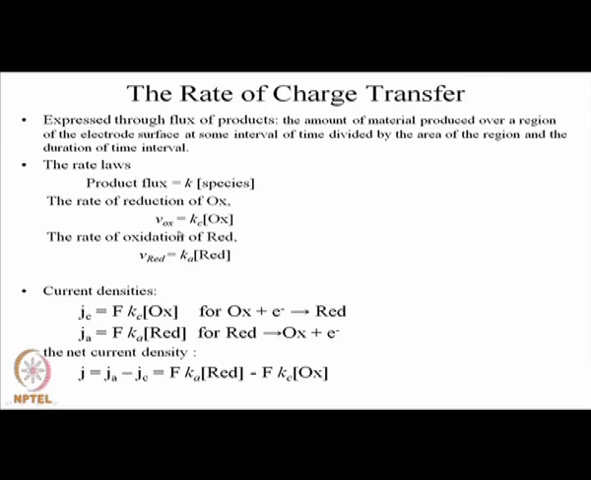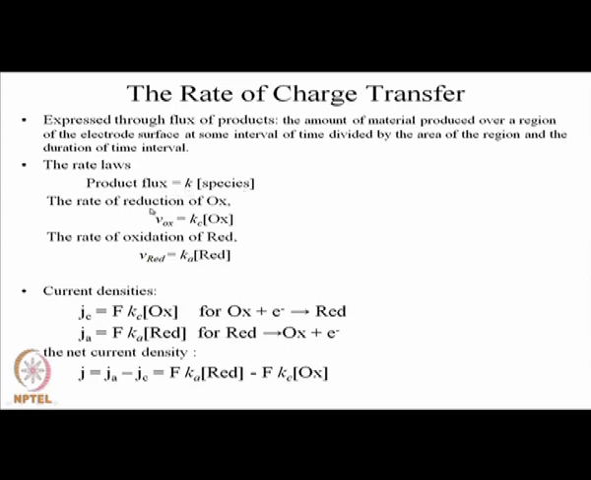Now, let us look at the rate of charge transfer. Rate of charge transfer is expressed through the flux of products: the amount of material produced over a region of electrode surface at some interval of time, divided by the area of the region and the duration of the time interval. So, the rate law: product flux is equal to K into species concentration.